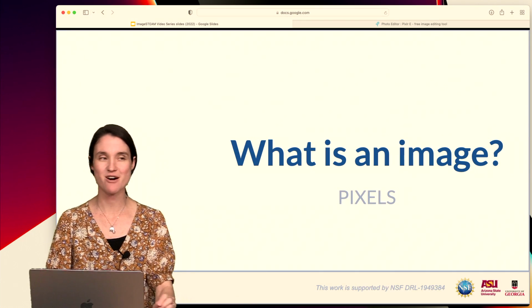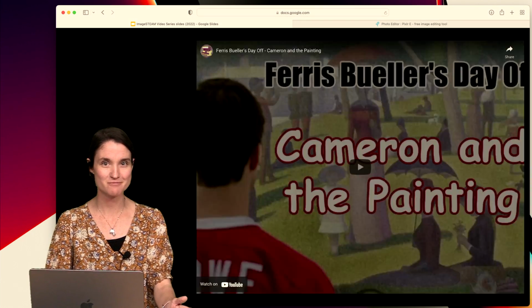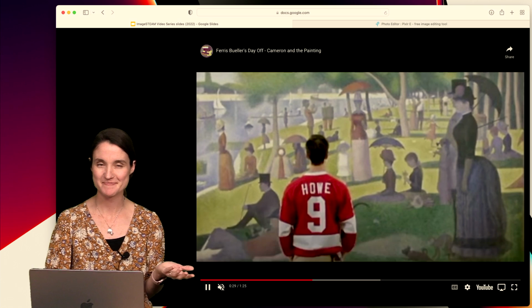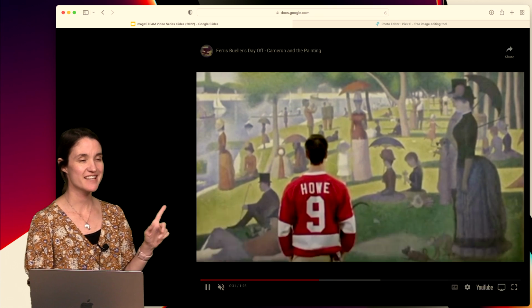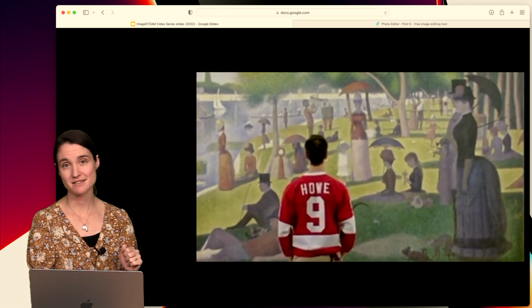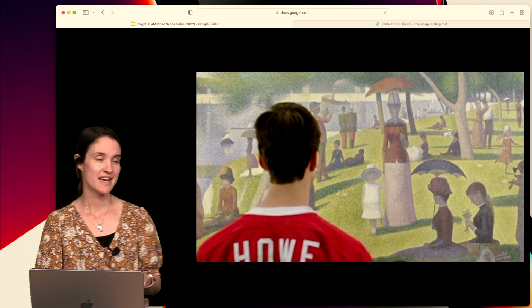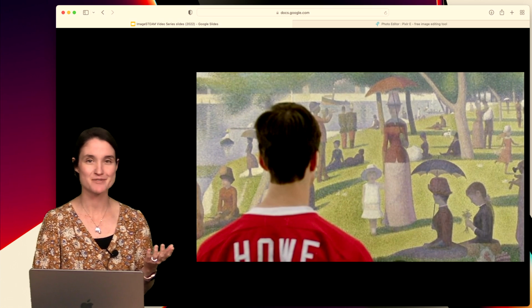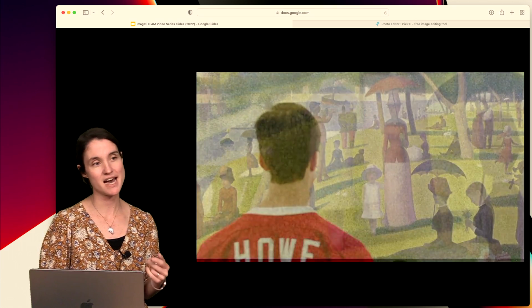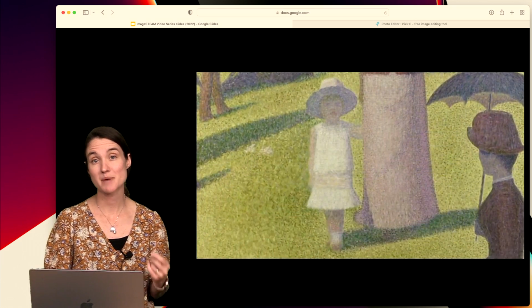Digital images are all around us, so shouldn't we understand how they work? Let's dive in. This is a famous scene from a movie called Ferris Bueller's Day Off. And this kid is visiting a museum and he's looking at a pointillist painting.